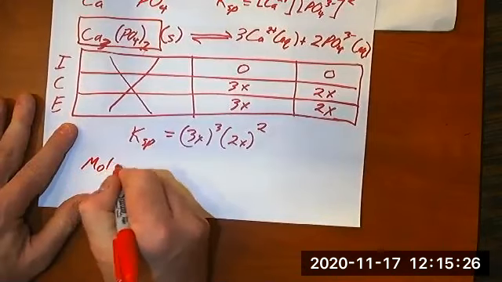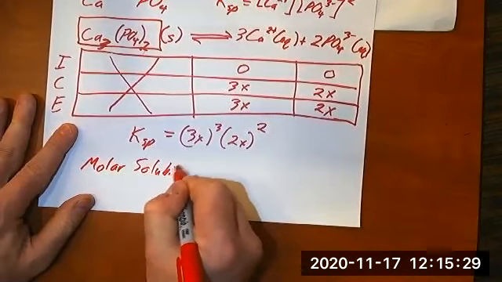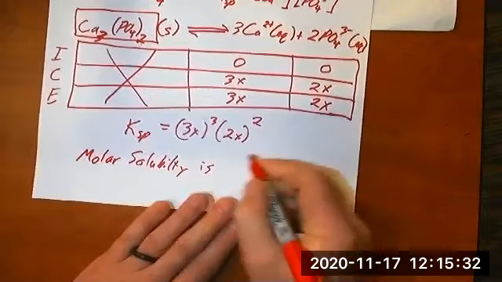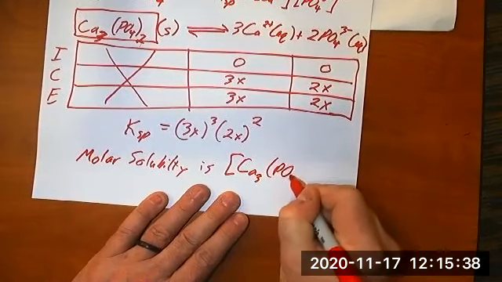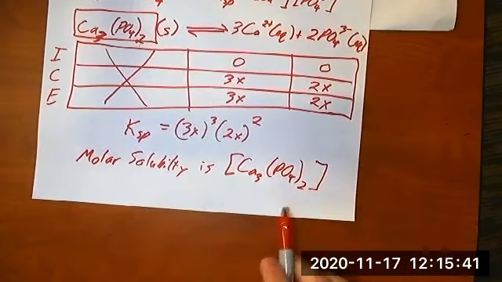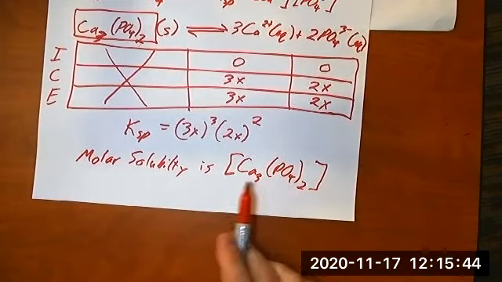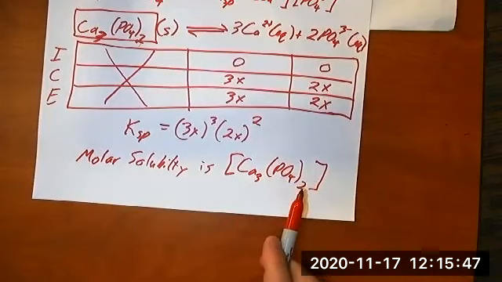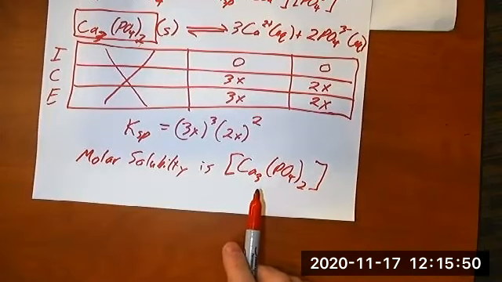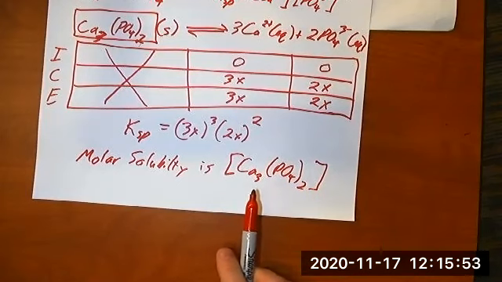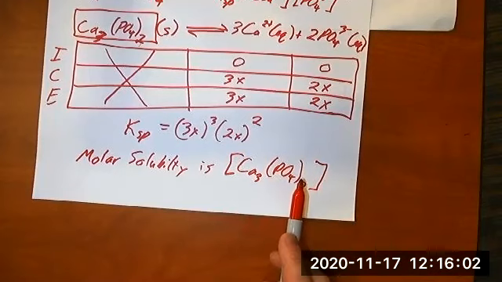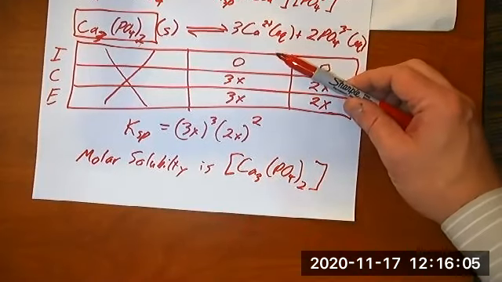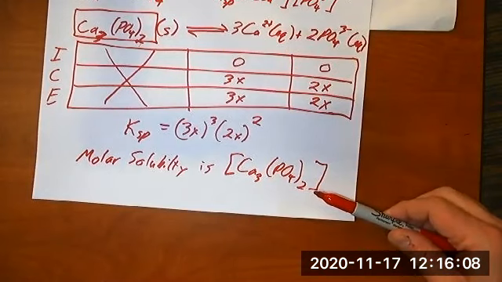So molar solubility is the concentration of the starting material as dissolved. This is a shorthand. This is not saying that we have units that are dissolved where that unit is 3 calcium ions and 2 phosphate ions stuck together. This is a shorthand for 3 separate calcium ions and 2 separate phosphate ions that are being dissolved.